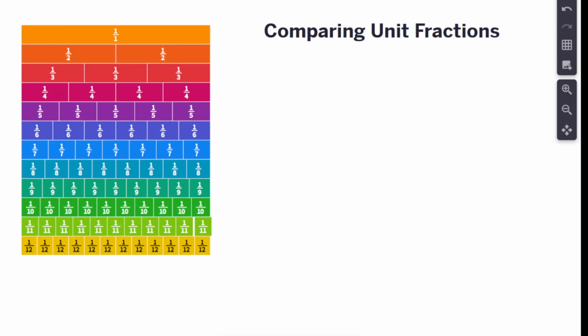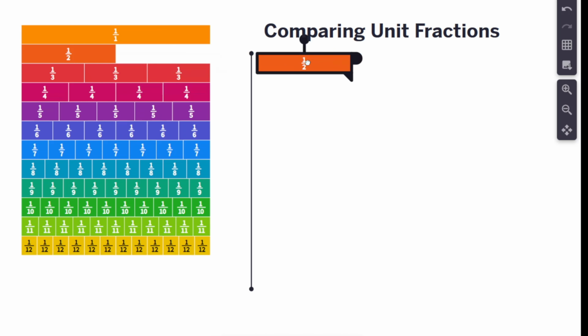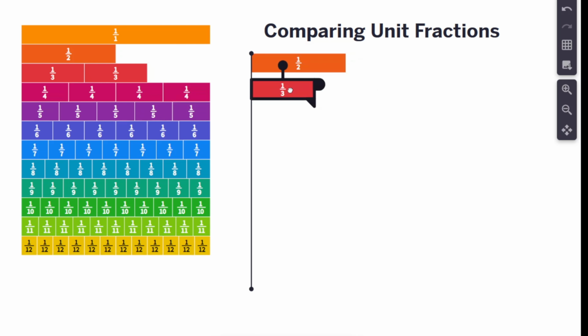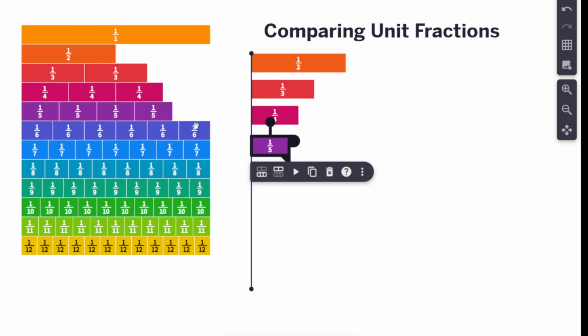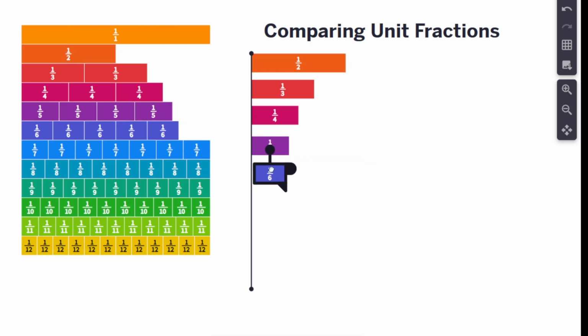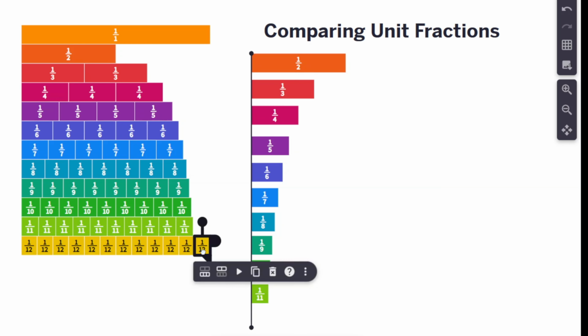Today we are going to compare unit fractions. So you should have this fraction wall in front of you together with another fraction wall that has already been cut up into these individual pieces, because we are going to use them to make comparison today. If you have a ruler, place your ruler upright and pull out one piece of fraction from each row and put it against the ruler. Like what I've done here.